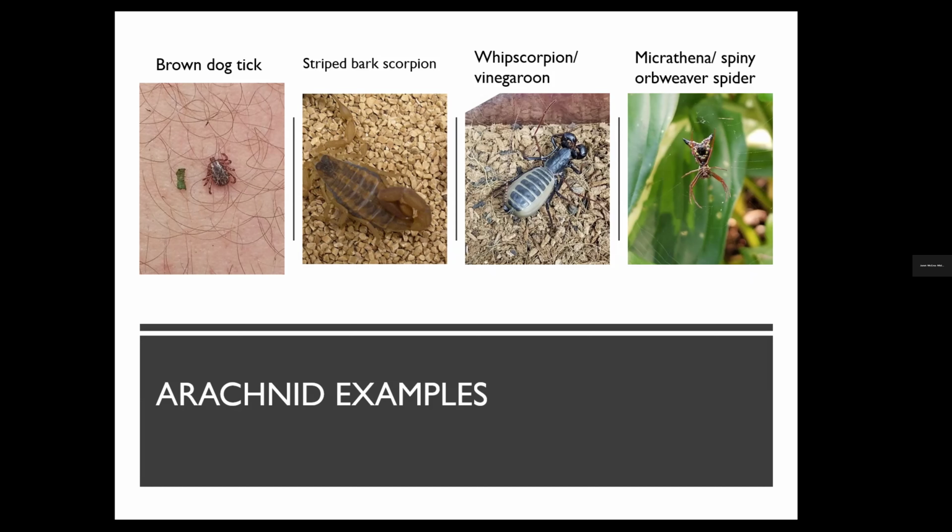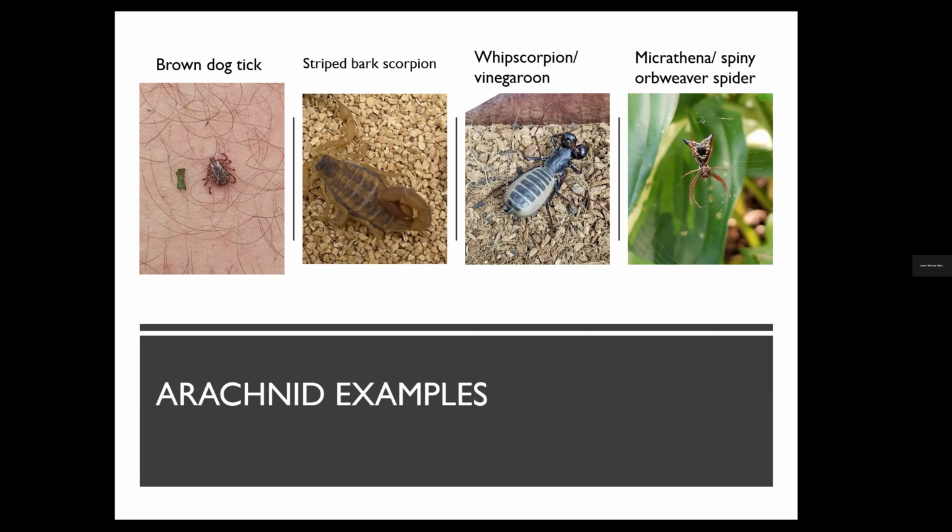To the left of that, we have a striped bark scorpion. That is the most common scorpion species that we have in Texas, and they are capable of stinging. That sting is at the end of their tail. They will use that stinger to either help themselves eat by paralyzing prey, or they can use that in defense.